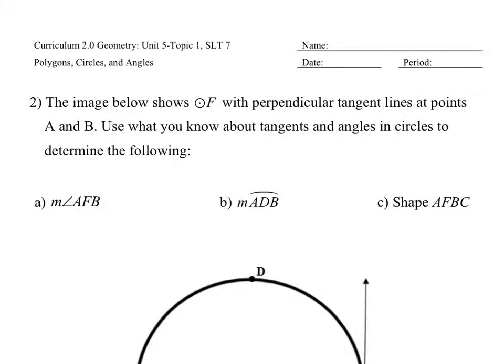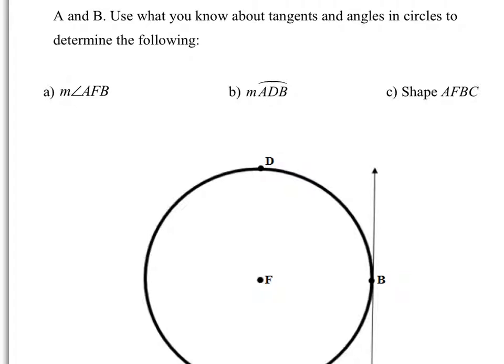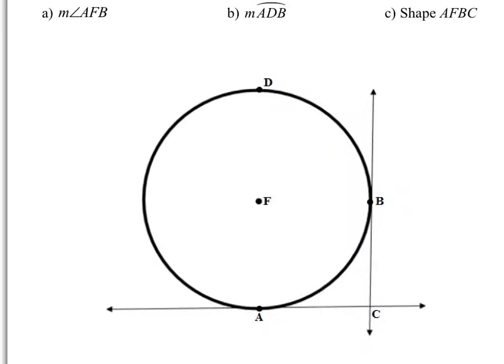Question number 2 says the image below shows circle F with perpendicular tangent lines at points A and B. Use what you know about tangents and angles and circles to determine the following. So what we know, let's move this up, is that we've got perpendicular tangent lines at points A and B. So we know that these lines are perpendicular. We also know that if we make a radius, our radius is always perpendicular to our tangent line.